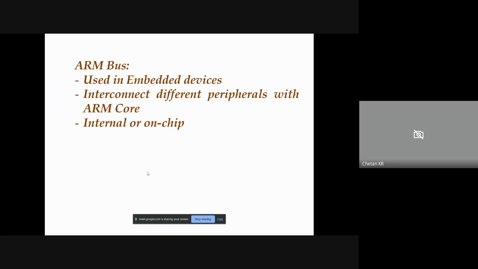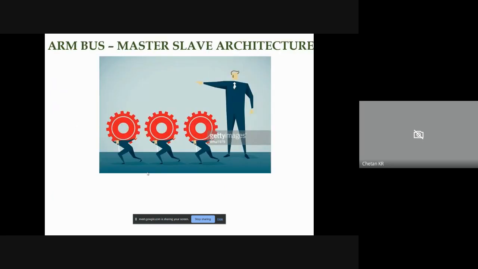This is the major difference between the ARM bus and the PCI bus. The PCI bus is external or off chip, and you have to connect the external cable. Earlier in the microprocessor lab, we were using a bus cable separately to connect to the peripherals. Peripherals may be stepper motors or LEDs or many other things, LCDs and CROs. But now it is internal. This bus is internal. It is in the chip. Inside the chip itself, you will have it. Okay, that is about the first point related to the ARM bus, the comparison with the PCI.